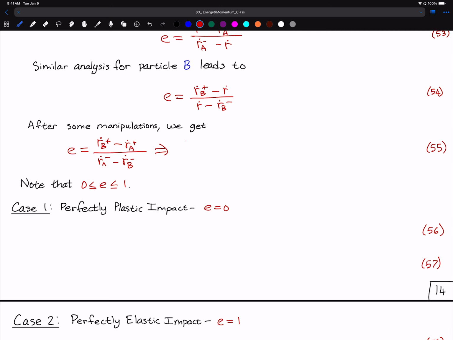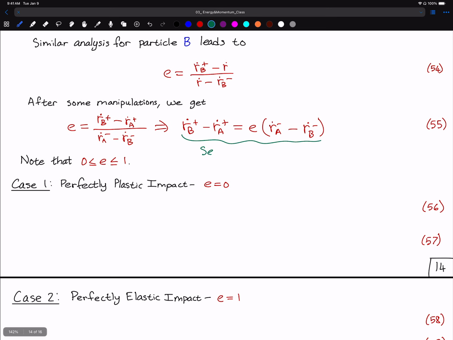Or we can write this as that ṙ_B plus minus ṙ_A plus must be equal to e times the quantity ṙ_A minus minus ṙ_B minus. And this here then becomes our second equation. And now we have two equations and two unknowns, and we can now solve this system. Like I said previously, e is going to be some value between 0 and 1 generally, and the only way it could be greater than 1 is if there's some storage mechanism that you're releasing. And that would then be a very special case, and that would be true only for that single release of energy.